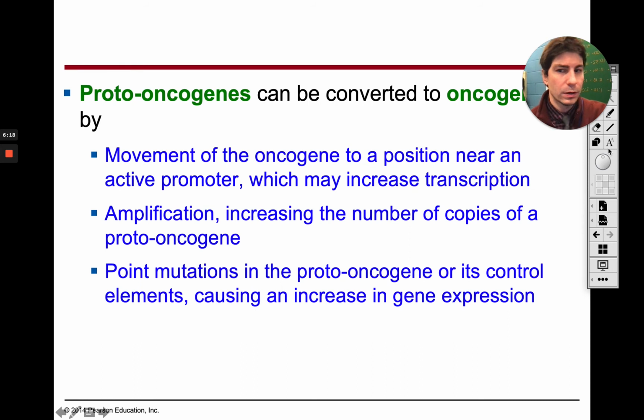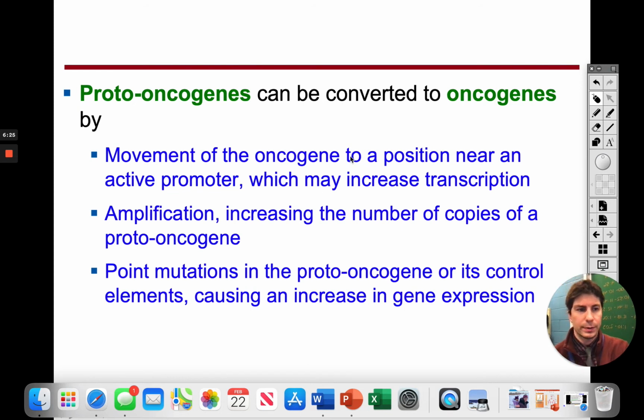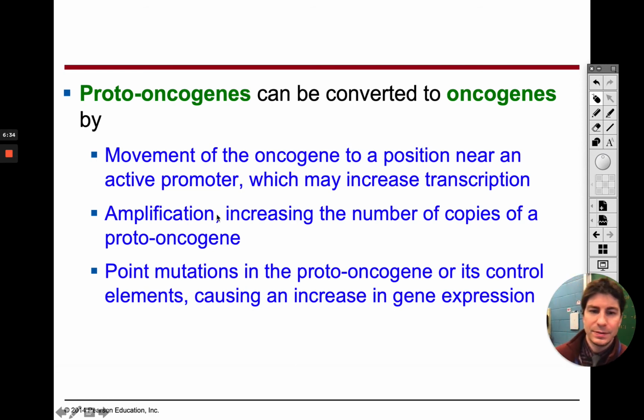So with our proto-oncogenes, we can convert them into oncogenes, as we already talked about. Now, the second and third bullets here, I'm not going to really go over too much. We can have amplification, which is just increasing our proto-oncogenes over and over again. We can have a point mutation in the gene. That's the third one there. But let's talk about the first one. Movement of the oncogene to a position near an active promoter, which may increase transcription.